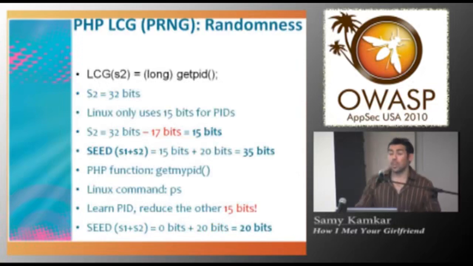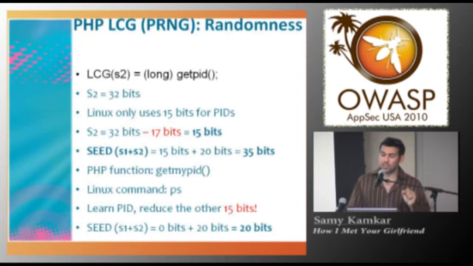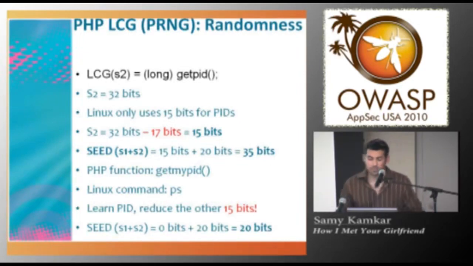Now let's look at S2, the other 32 bits of the seed. Again, this is the other half of the seed. Now the great thing about process IDs is normally on a Linux system, for example, it's only 15 bits. Only 15 bits for a process ID. So immediately we reduce 17 bits of entropy right there. So our 32 bits goes down to 15. So if we take our 15 plus our 20, we have 35 bits of entropy out of that original 64.